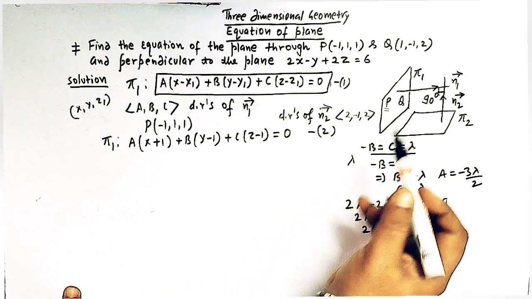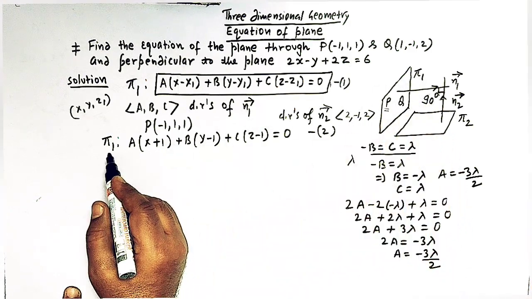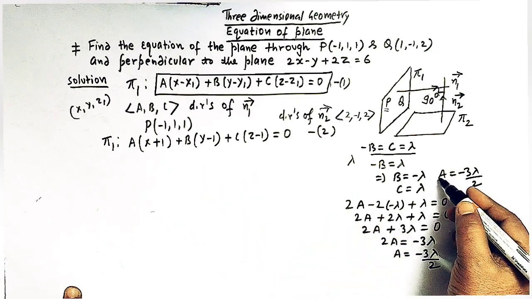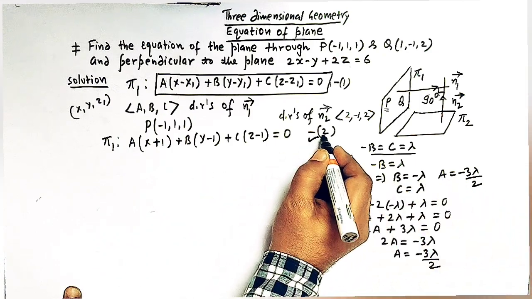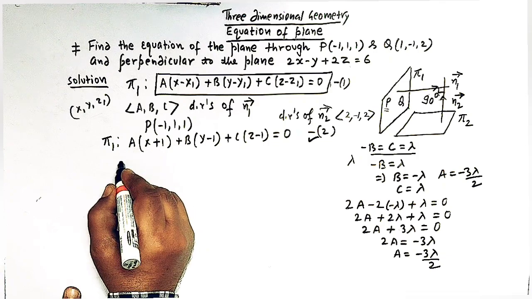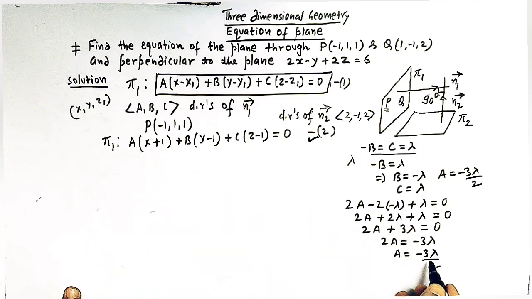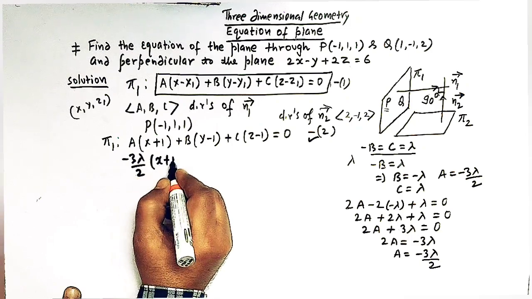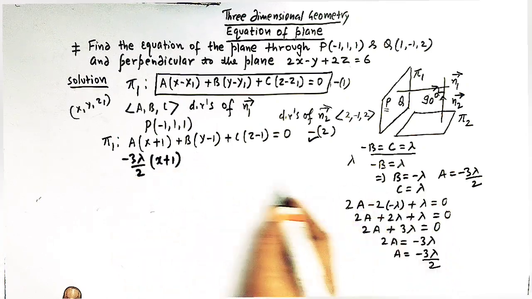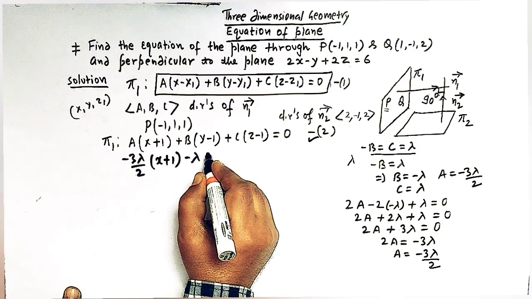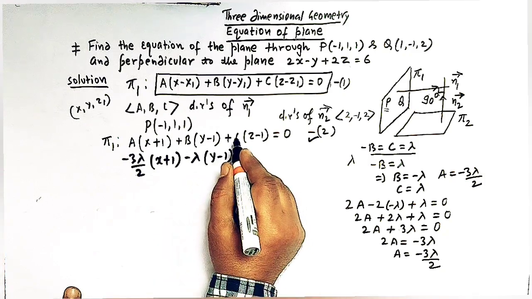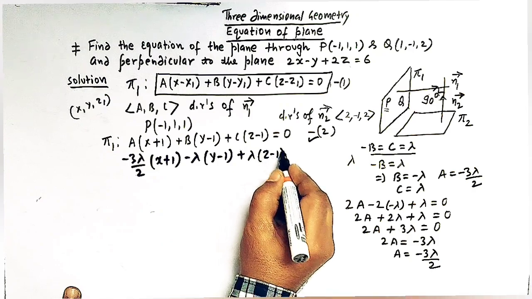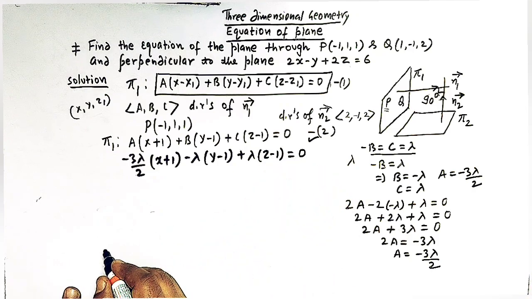So now the equation of this plane pi 1 can easily be obtained by substituting the values of a, b and c in equation 2. So here we have a is minus 3 lambda over 2, and here we have x plus 1, b is minus lambda, and here we have y minus 1, and c is lambda. So we have lambda times z minus 1 is equal to 0, right?